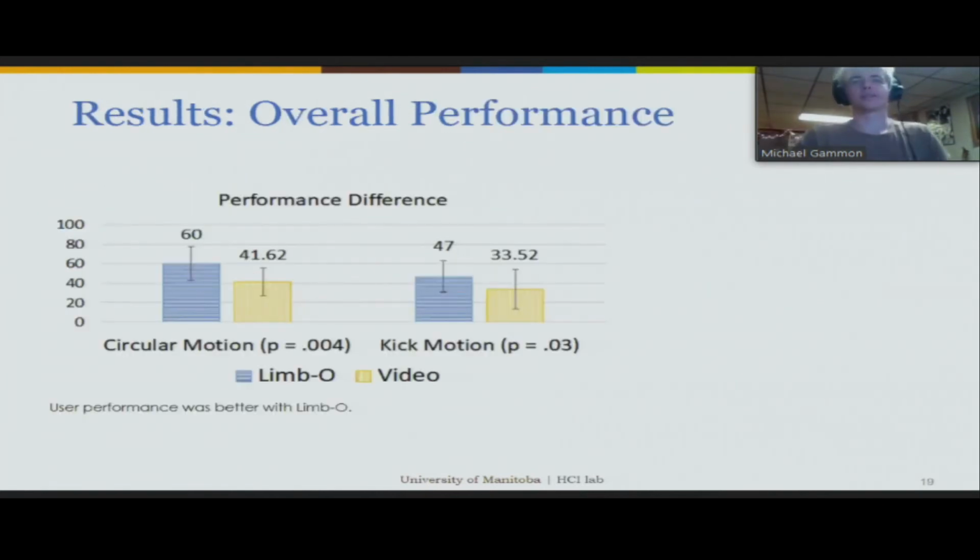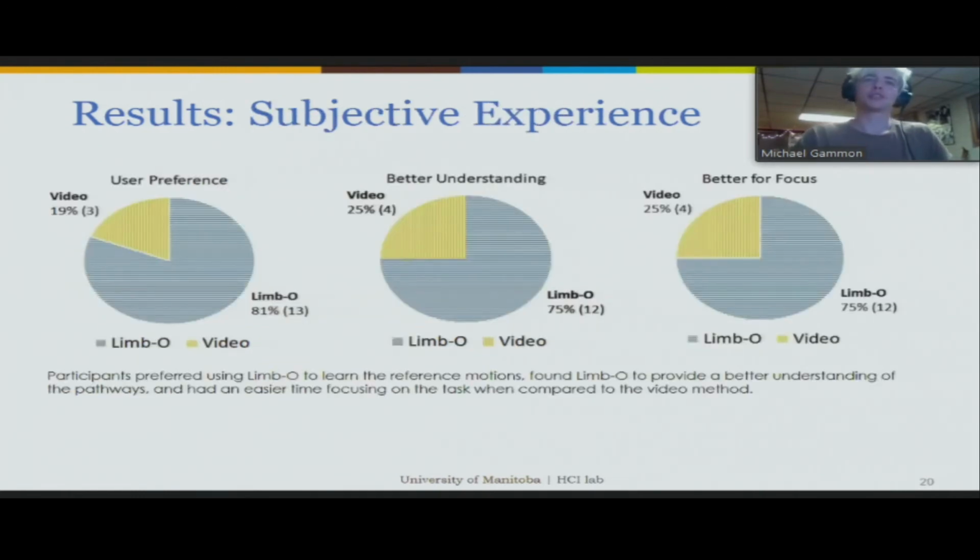Overall, our study confirmed Limbo's stronger efficacy compared to the video comparison method, which shows us that Limbo has great potential as a practice method, as the user is more likely to be practicing the motion similarly to how the ground truth was actually inputted. The study also confirmed that the majority of participants preferred Limbo as a learning method, found it to be better for understanding the reference motions, and made it easier to focus on learning the task.